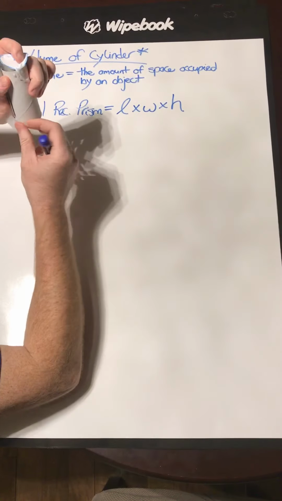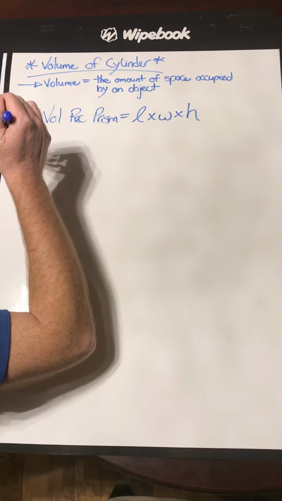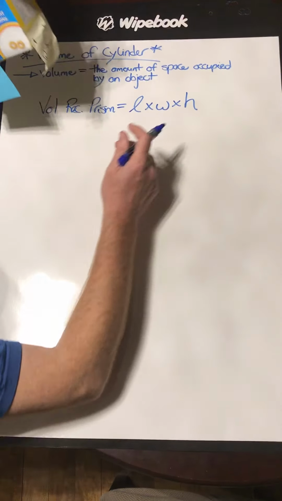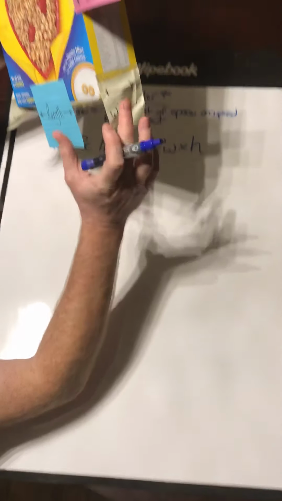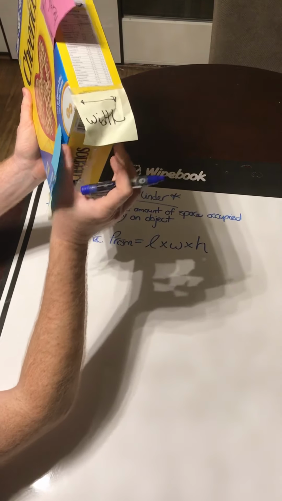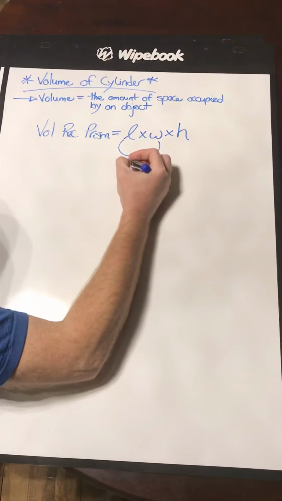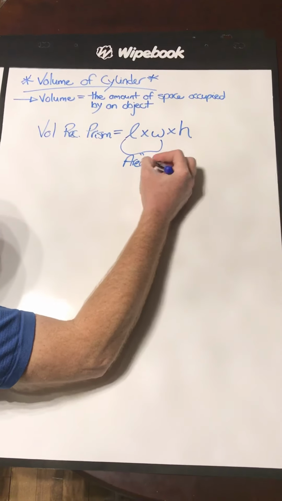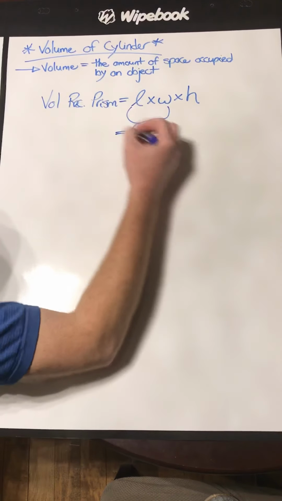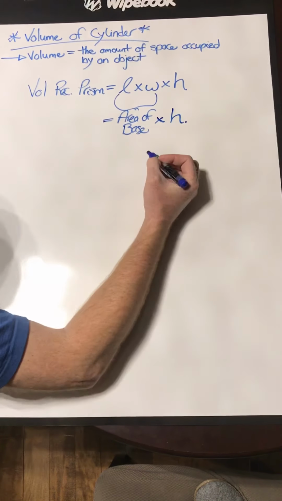So what would be the volume of this cylinder here? So if we take a look at this formula here, length times width times height, we can see that the length and the width is the area of this right here, what we'll call the area of the base of the object. So we can say that to find the volume is to find the area of the base times the height.